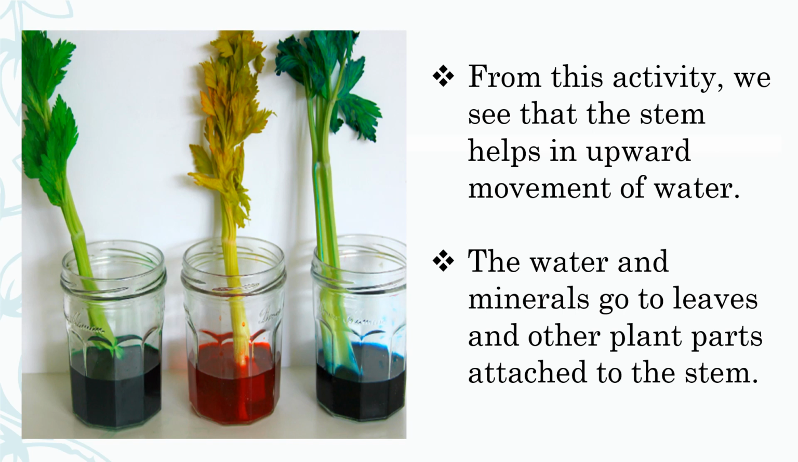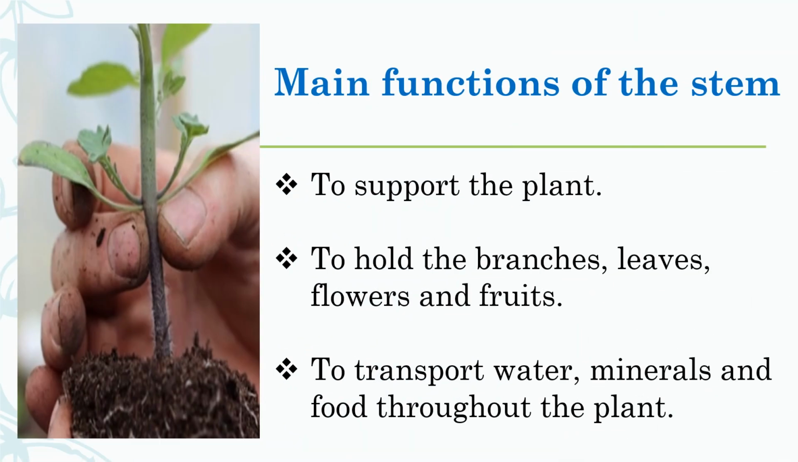From this activity, we see that the stem helps in upward movement of water. The water and minerals go to leaves and other plant parts attached to the stem. So, this proves that the stem conducts or transports water. So, the main functions of a stem are to support the plant, to hold the branches, leaves, flowers and fruits, and to transport water, minerals and food throughout the plant.